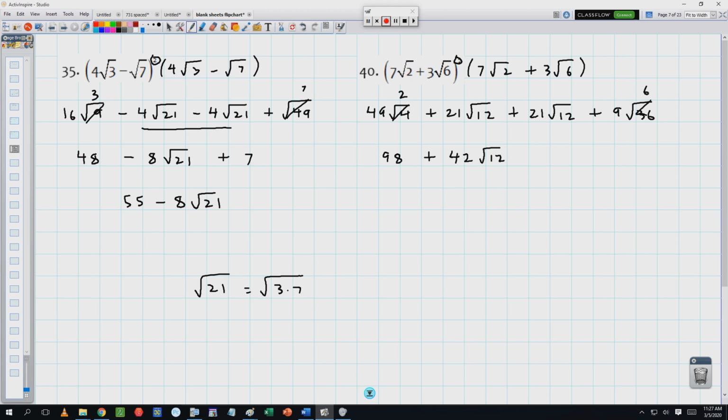The square root of 36 is 6. 9 and 6 makes 54. I'll take my 98 at the front, the 54 on the end. That'll give me positive 152. The square root of 12. The square root of 12 is a 2 and a 3, so that's why it's 2 square roots of 3. We're going to pull out a 2, but we already have a 42. So we'll multiply those, and we'll have 84 with that 3 staying inside.